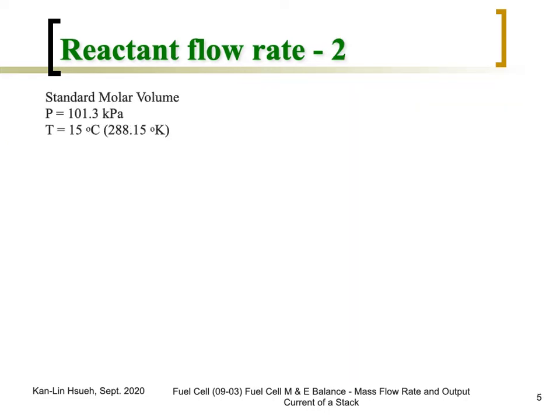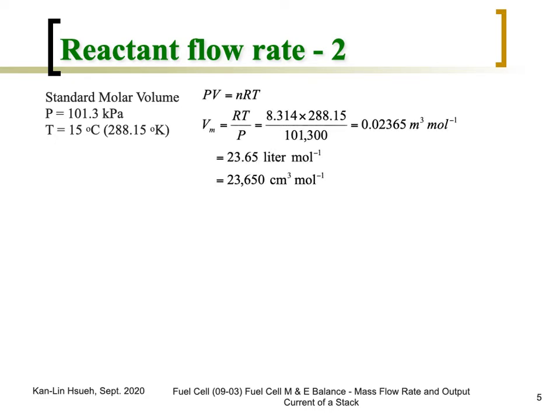So the volumetric flow rate can be calculated by using the ideal gas law. But over here we consider as a standard condition at the pressure equal to 101.3 kilopascal. That's about 1 atmosphere, and the temperature is 15 Celsius degree. That's 288 Kelvin. We assume all the gas at this condition is ideal gas. We can apply PV equal to nRT.